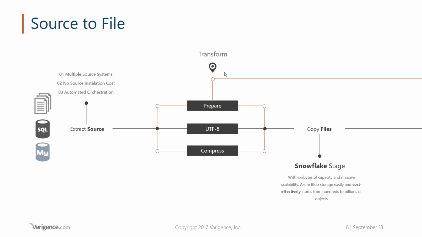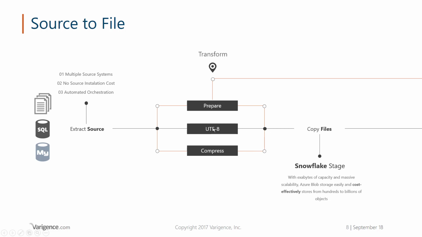You can have a table that is quite large, and instead of pushing all of that data into a single file and uploading a single file into Snowflake Stage, we take that file and split it across multiple smaller files, which gives you almost linear performance when you load that data into Snowflake. So what we're going to do is pull the data out, prepare it, convert it to UTF-8, and compress it.